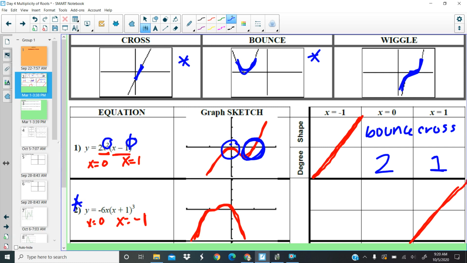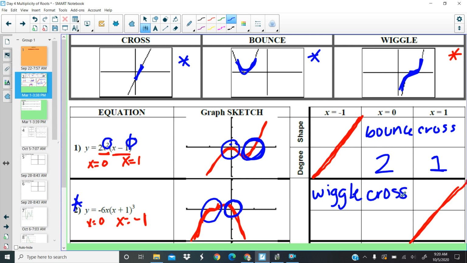At x equals -1, we're just looking at this portion of the graph right here. It came up to the x-axis and leveled out and then kept going up. That shape is going to be a wiggle, because it just wiggles through that zero, if you can imagine that. So at x equals -1, the shape is a wiggle. At x equals 0, we're looking at the behavior in this blue circle, and that just goes straight through the x-intercept at x equals 0. That's going to be a cross.